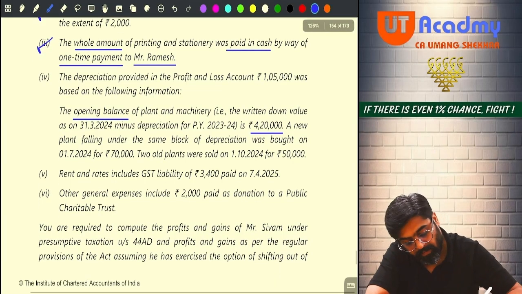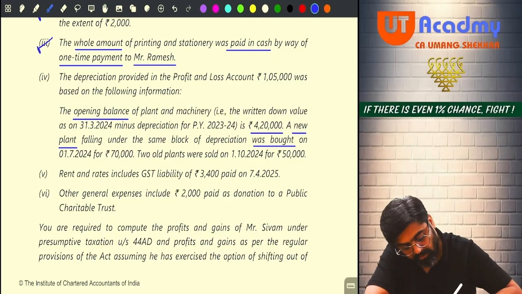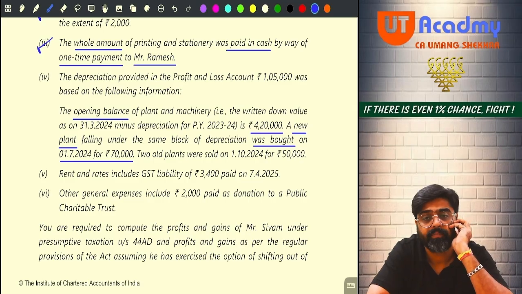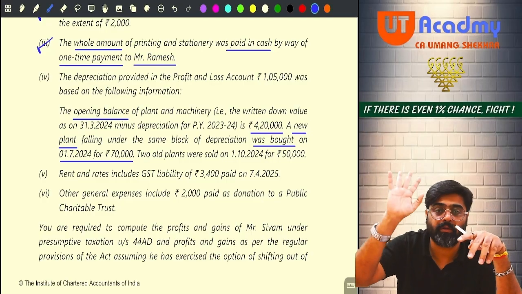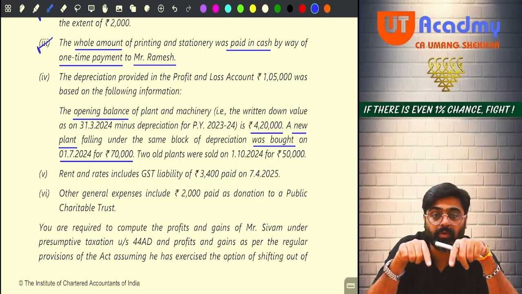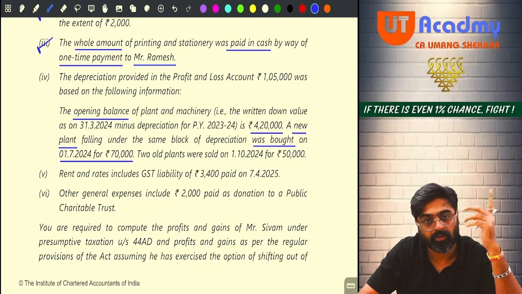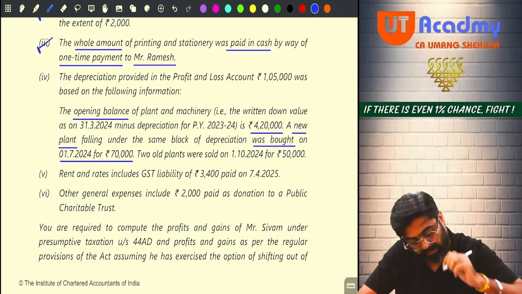Now in this block, a new plant falling under the same block was bought on what date? 1st July 24 for 70,000. Is it purchased before my birthday? Do you remember my birthday? 4th October. Prior to that it was purchased, and nothing is mentioned, so put to use also on the same day. So is it put to use before my birthday? Yes. Will it be used for 180 days or more? Yes. So on this, full rate depreciation will be available. Yes or no?